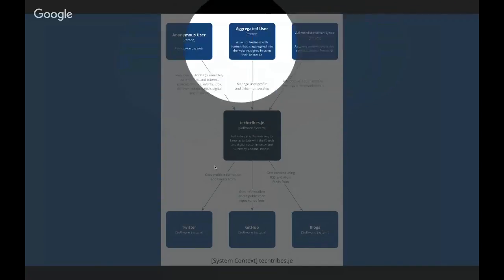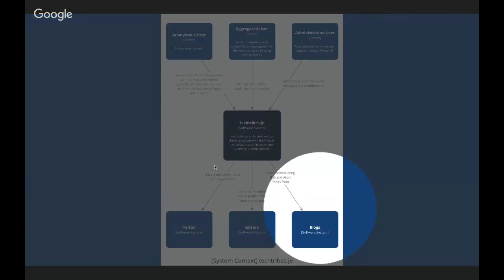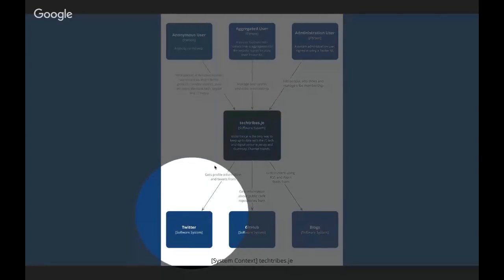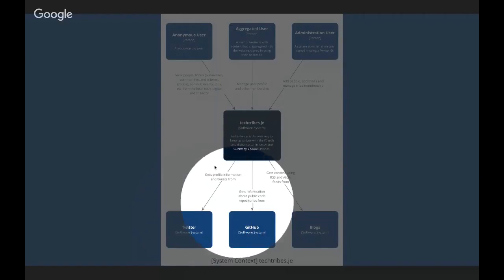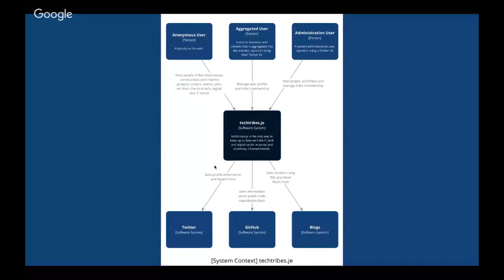So these boxes at the top represent people, personas, actors, roles, however you want to think about people. At the bottom are my key system dependencies. So what other systems does TechTribes depend on for it to do its job properly? So we're pulling profile information and tweets in from Twitter. We're using the GitHub API to pull back information about people's public repositories, and we're also subscribing to people's blogs. So again, essentially, this is TechTribes and how it fits into the rest of the world. There's not much technology on here. It's just a nice high-level starting point.